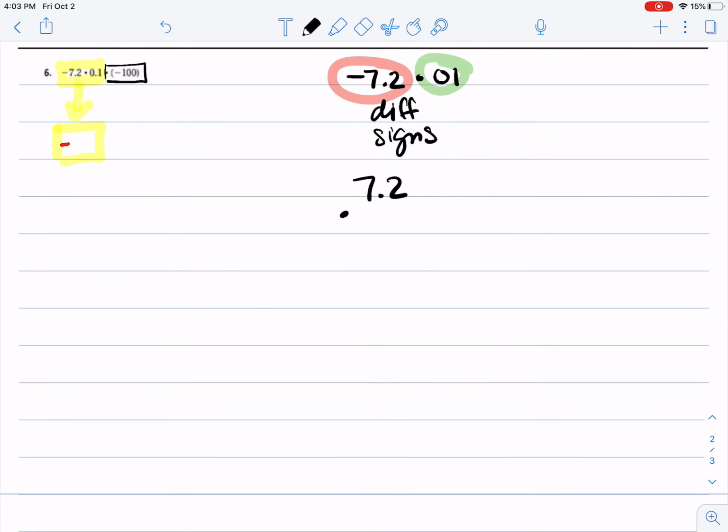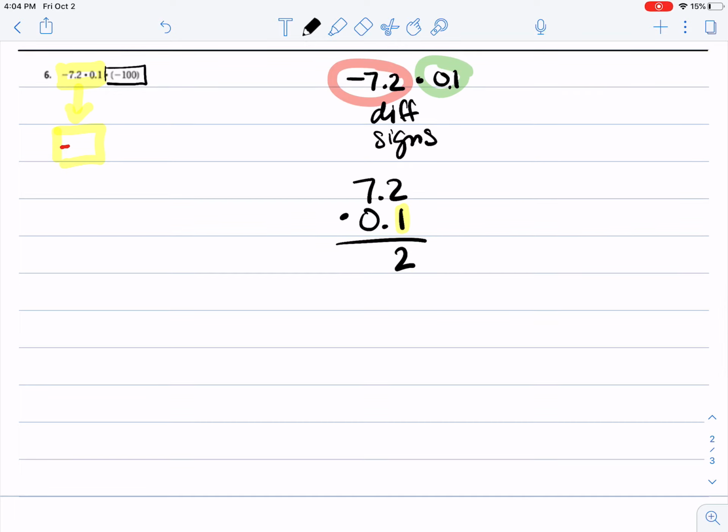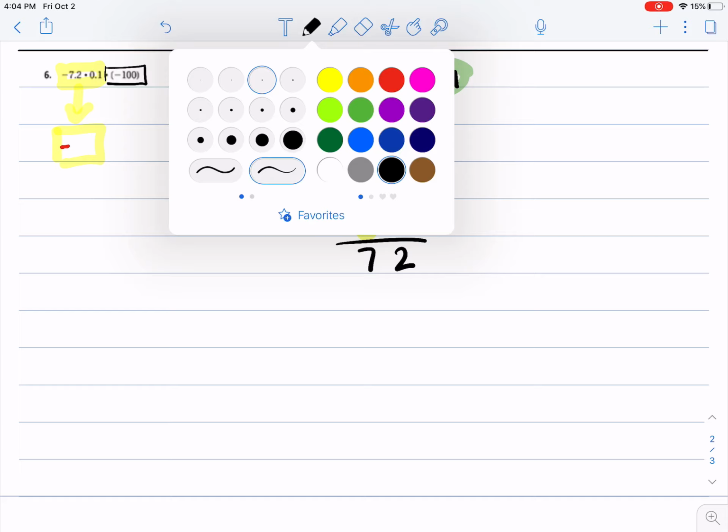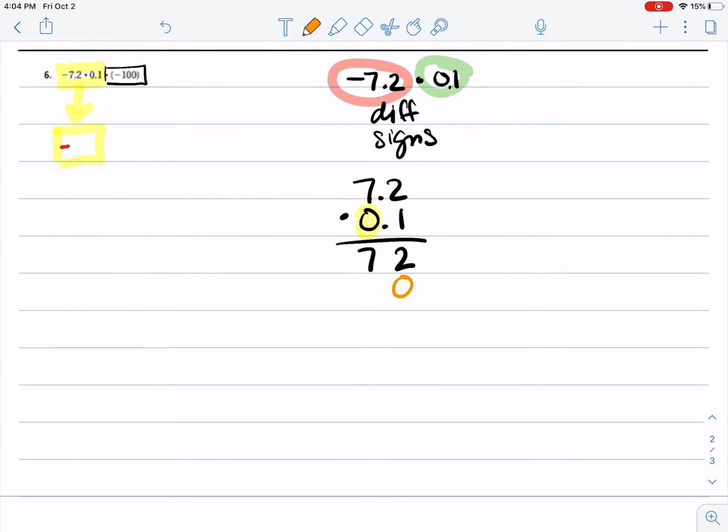7.2 times 0.1. We are going to multiply this 1 first. 1 times 2 is 2. 1 times 7 is 7. And then we don't necessarily have to do the 0, but if you want to see it, we would have to bring down a 0, because that 0 is in the tens place. And then 0 times 2 is 0. 0 times 7 is 0. We're going to add this to 7.